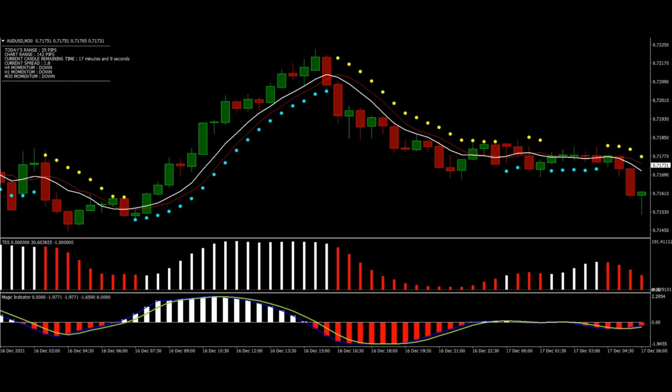So let's start the video. First of all, we know how many indicators there are in this setup. The first indicator is the parabolic SAR, followed by two moving averages, and as you see below is the 2 MACD advance indicator. So let us now see the rules for taking buy and sell trades on this indicator setup.